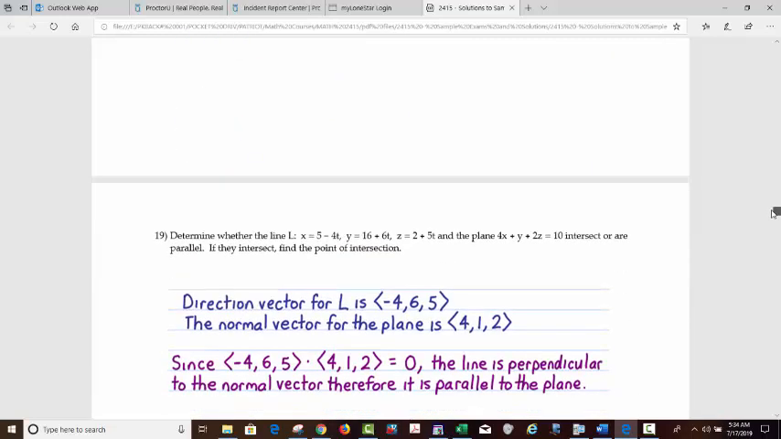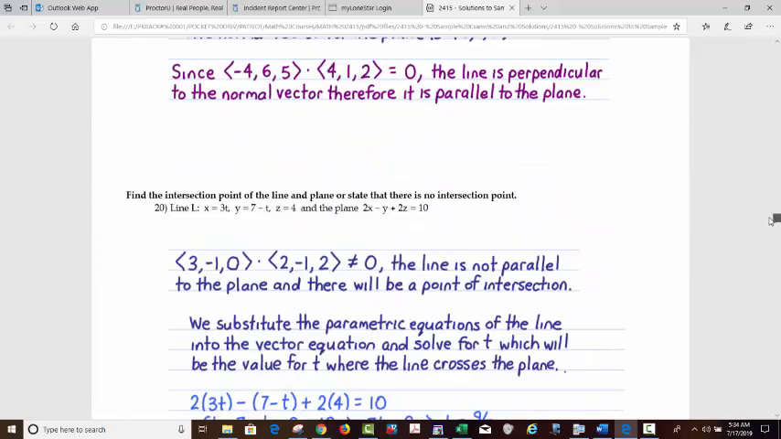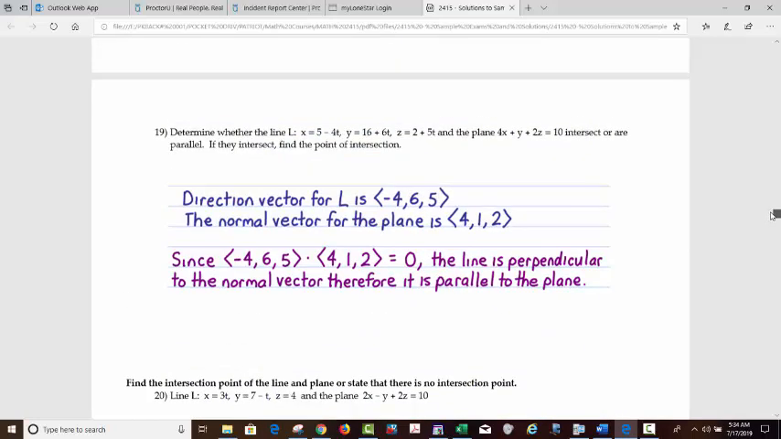Let's come down here to number 19. Determine whether the line and the plane intersect or are parallel. If they intersect, find the point of intersection. All right, so let's see what's going on here. The direction vector for the line will be negative 4, 6, and 5. The normal vector for the plane will be 4, 1, and 2.